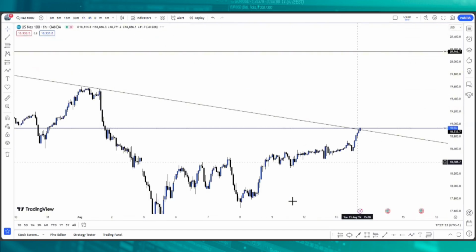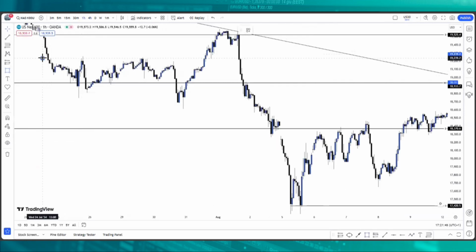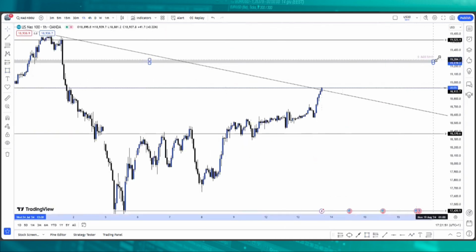So let's go to the 1-hour time frame, which is the POI time frame. Point of interest is the level where you want the market to pull back to. Then you can look for your buying or selling opportunity, all right? So that is what we call the POI.